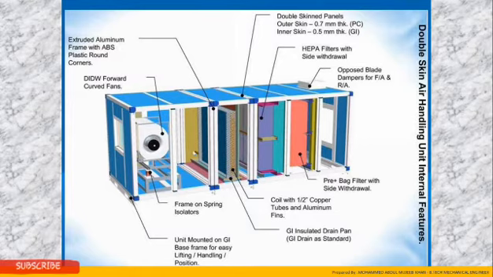Now this is just an example of a double skin air handling unit with the internal features in them. Now as you can see, the internal air handling unit consists of fans, filters, coils, HEPA filters if required, fresh air entry, and return air entry.